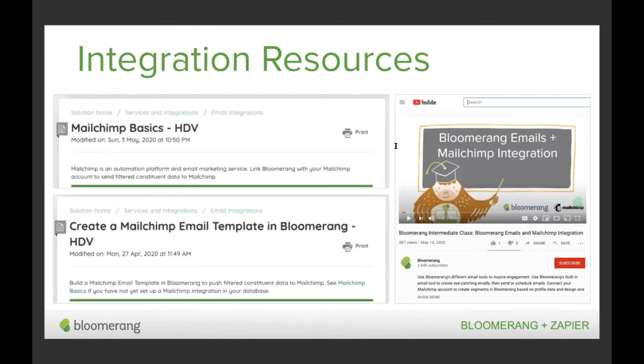If you'd like more information on how to set up the Bloomerang native Mailchimp integration and configure constituent templates, the best place to go is the Bloomerang knowledge base and their YouTube channel. Diana just went ahead and shared some information in the chat, but she's shared links to the Bloomerang intermediate class on Bloomerang emails and the native Mailchimp integration. Go ahead and copy that link to view the recording later. I really recommend watching it if you're interested in setting up the native Mailchimp integration, as it walks you through the whole process.